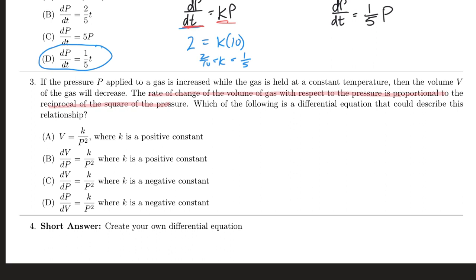So rate of change of the volume with respect to pressure. So volume should go on the top and pressure on the bottom, is proportional. So again, proportional means there's some constant k that's going to be affected. And then the reciprocal, so reciprocal is a fraction, of the square of the pressure. So again, just putting those pieces together, the first half of the sentence gives me the left-hand side, and the second half is going to give me the right-hand side. And we figure out which one of those matches. It's dV dP.